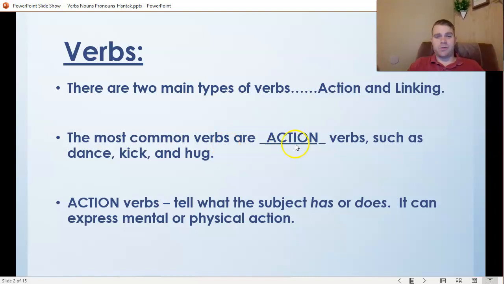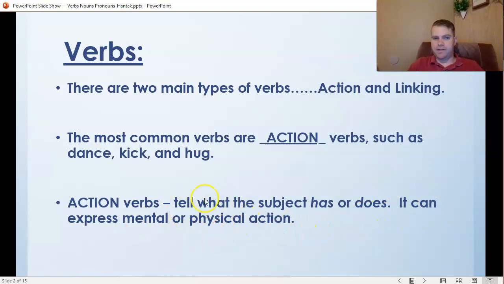As it sounds like, these are words that show action. Words like dance, kick, hug, say, dream, state, exclaim, ask. Verbs like that denote an action are action verbs. Action verbs tell us what the subject has or does. We'll talk about subjects tomorrow when we're learning about nouns. Action verbs usually express mental or physical action.